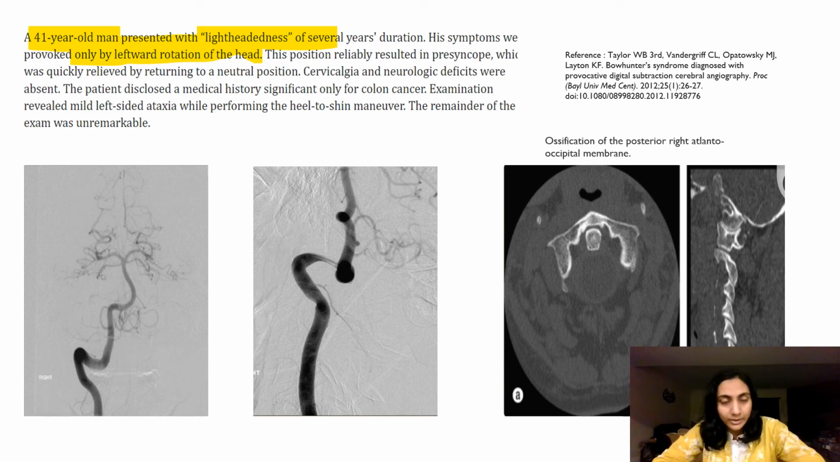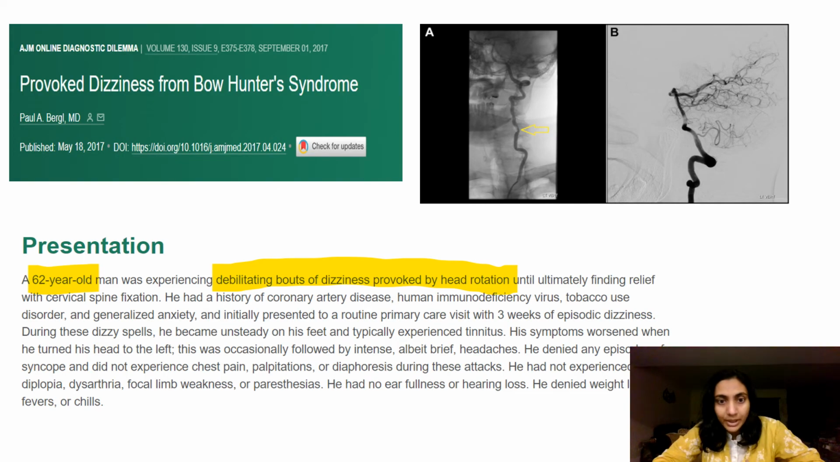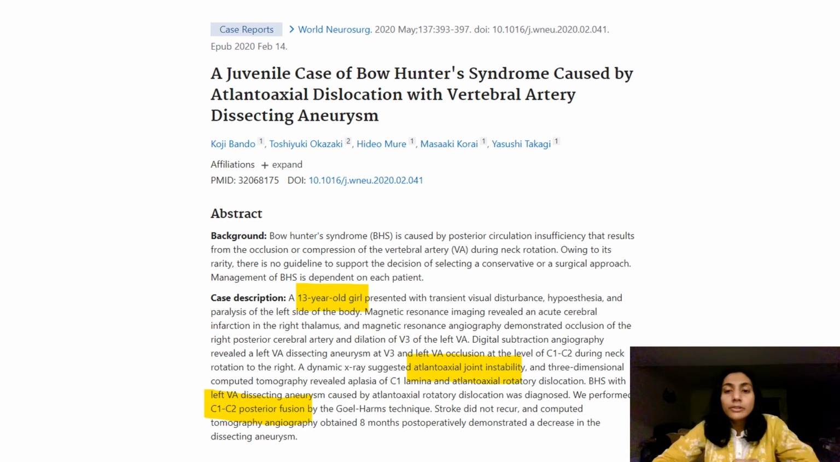This is one where a 41-year-old man presented with symptoms only upon leftward rotation of the head. You can see the stenosis occurring dynamically when the head is rotated in that particular direction. All of this is by digital subtraction angiography. Another case where it was reported in a 53-year-old person, again with rotation to the left. In this case, it was a 62-year-old person, and here, this was a case of a very young girl, only 13 years of age.